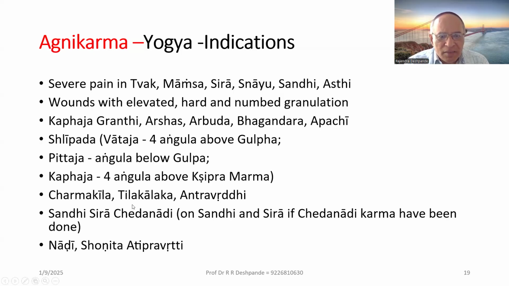Then Charmakila, then Tilakalaka, and Antra Vriddhi. Even some cases of hernia, in the olden days, were treated with Agni Karma. Then Sandhi, Sira, Chedanadi: on Sandhi and Sira, if Chedana Karma has been done, then sometimes Agni Karma is useful. Nadi, Shonita, Ati Pravrutti: when bleeding is not stopping, what to do? Then that bleeding can also be stopped by doing Dahana Karma, electrical cautery. Even modern doctors, if they want to stop bleeding, immediately use cautery.